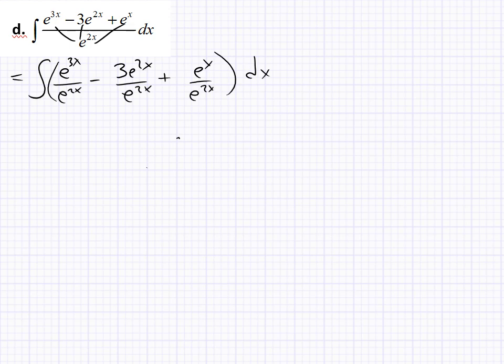And then I look at this. Well, if I'm dividing, I should subtract these exponents, which would just give me e to the x. Here, these will cancel completely and give me a 3. And here, if I subtract, I get e to the negative x.